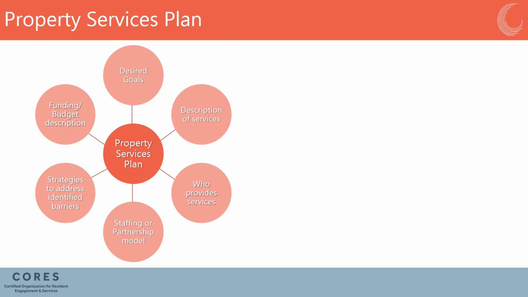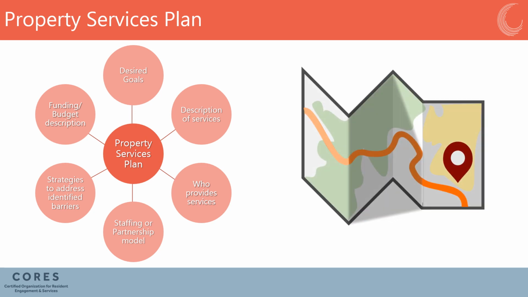First and foremost, your property services plan should tell us what you have decided to do. What services are going to happen? Maybe you learned from a survey question that 15% of your senior population has taken a fall in the past year, so you decide to offer a fall prevention class.